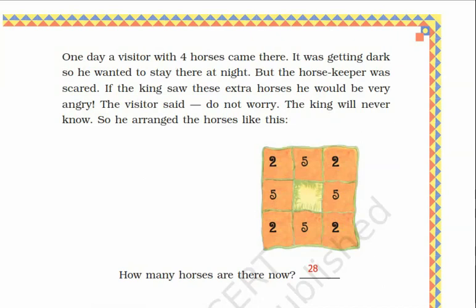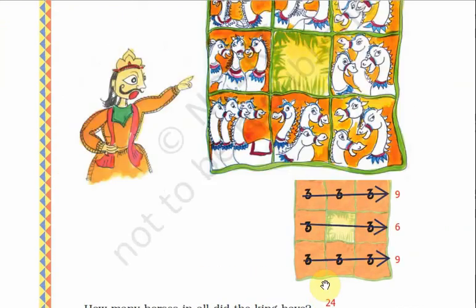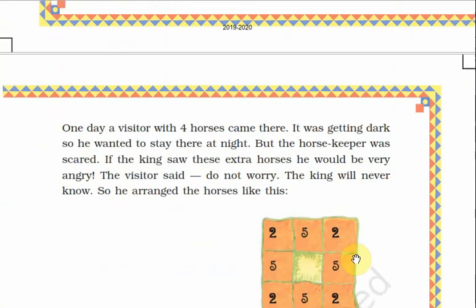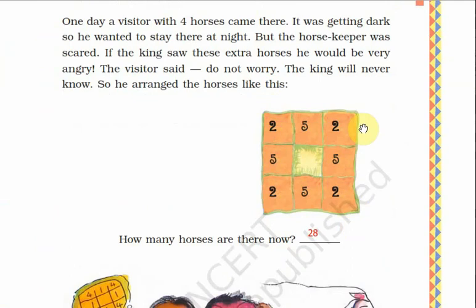So what did the visitor do? He kept the horses like this. See, in the earlier picture, the horses are kept 3, 3, 3 like this, everywhere 3 in all 8 columns. Now see how this visitor has kept the horses. He has kept his horses also there. In the first row, see, 2, 5, 2. In the earlier arrangement all these numbers are 3. But see here, instead of 3 it became 2. Here instead of 3 it became 5. Here again 2. Like that he arranged in this manner.